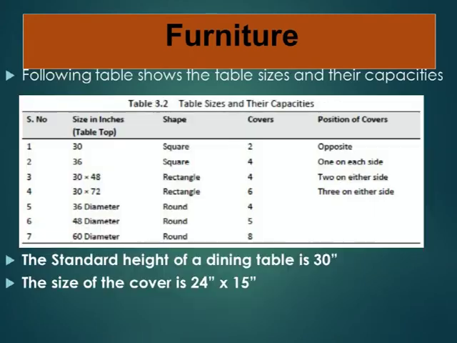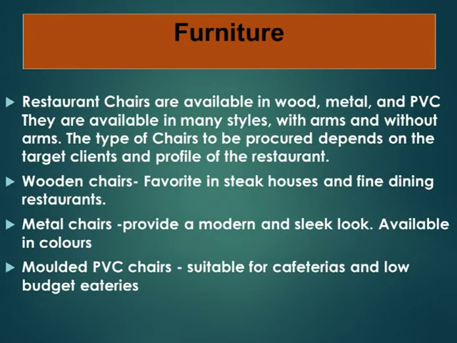The following table shows the table sizes and their capacities. The standard height of a dining table is 30 inches. The size of the cover is 24 inches by 15 inches.